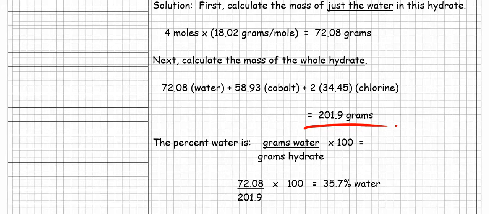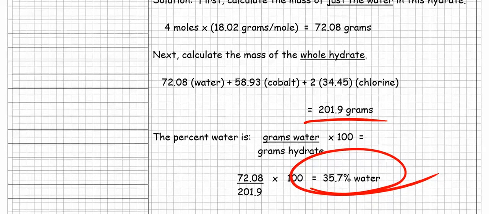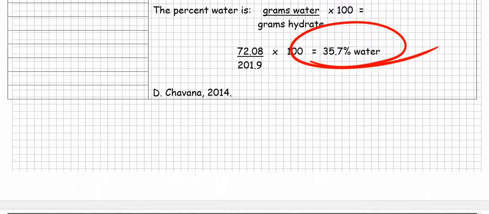So if I want to know the percent water, remember percent is part of a whole, I'm going to take the number of grams of water, which we said was 72.08, and divide by the total, which we now know is 201.9. Multiply that by 100%. Here's what I get, 35.7%. So the percent by mass of water in this molecule is 35.7%. All right? 35.7% water in this cobalt chloride hydrate, I should say.